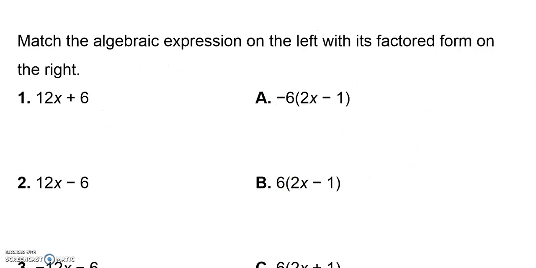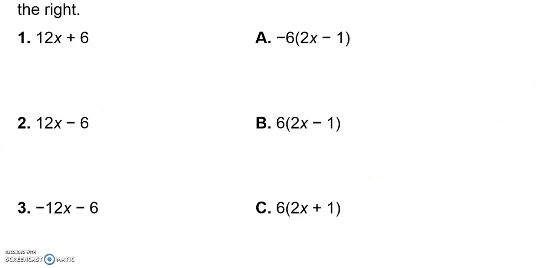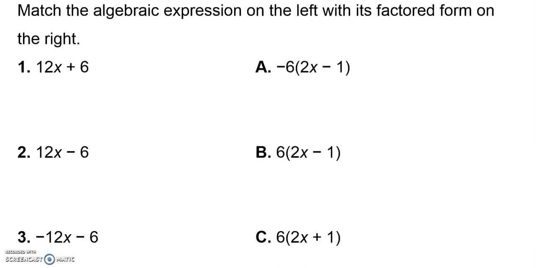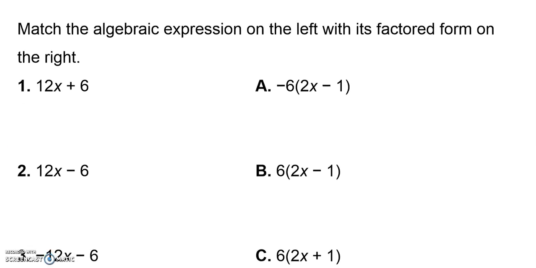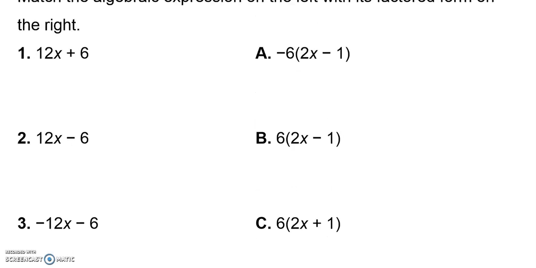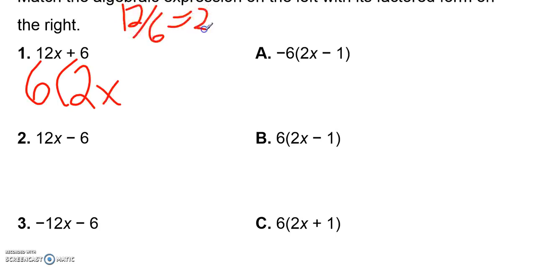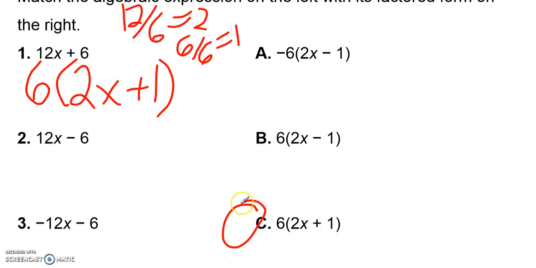And then for this, they want us to do these and then match them over here. I'm probably going to do 2 and let you guys do the other 2. What do these 2 have in common? Obviously 6, so I'm going to take the 6 out. Then I'm left with 2x, because 12 divided by 6 equals 2. And then plus 1, because 6 divided by 6 equals 1. And that is right here, so it's C.